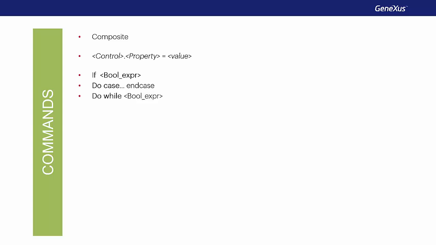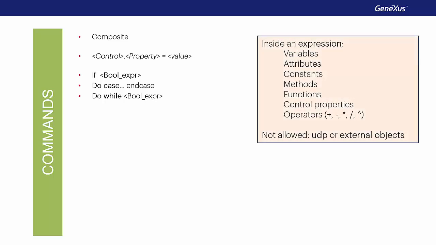As for commands, the accepted ones are shown here. We have the composite command, which we'll see in more detail. For example, a control can be shown or hidden, its class can be configured. The control structures if, do case, and do while can be used. For now, for-in structures are not included, nor the methods such as add of SDTs or business components. These structures accept Boolean expressions, which may include everything we know except for invocations. UDPs or external objects methods are not accepted.